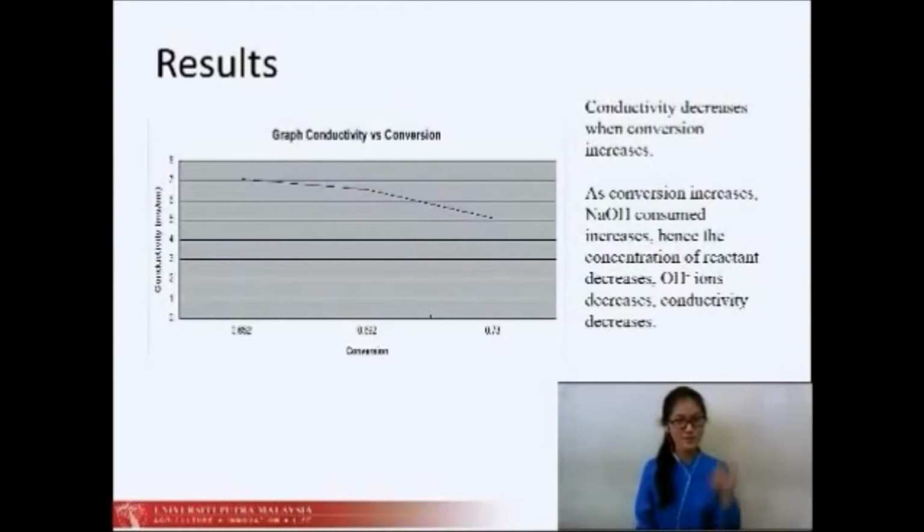From the results, three graphs are drawn. First, the graph of conductivity versus conversion. In this experiment, conductivity refers to the ability of free-moving ions to conduct electricity, whereas conversion refers to how many moles of product formed from every mole of sodium hydroxide consumed.